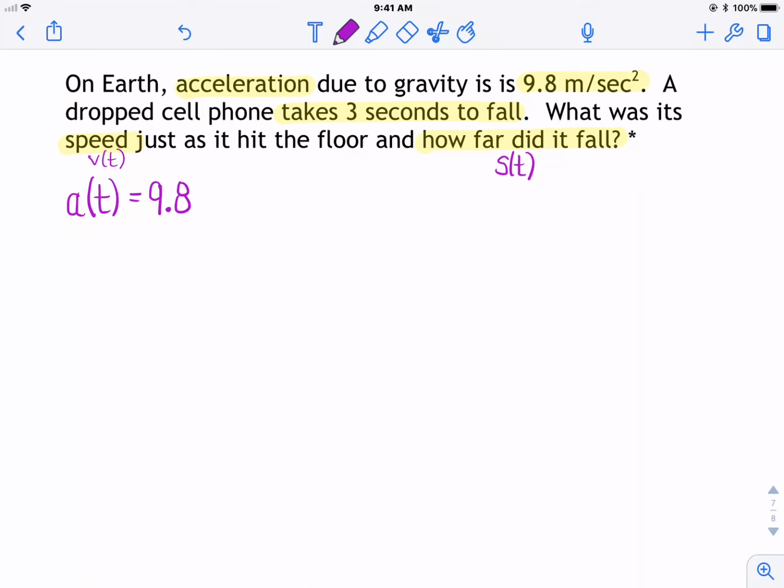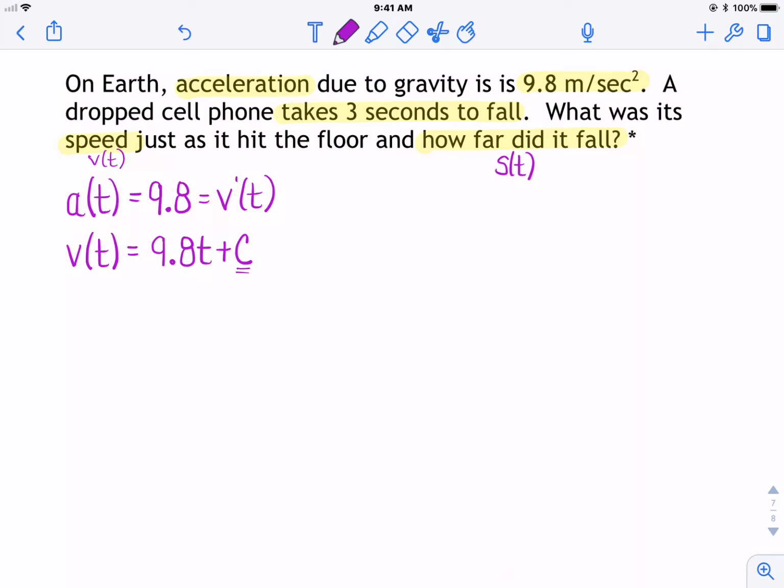So starting from the acceleration function, that's velocity's derivative. So I should be able to work backwards and get an antiderivative that should represent velocity. And it looks like it had to have come from 9.8t plus a constant. Check to make sure that when you take 9.8t plus a constant's derivative, you get 9.8. So your brain sees that direction that we're switching. But they gave me more specific information, so this constant isn't going to stay just generic. They told me that it takes 3 seconds for this to fall.